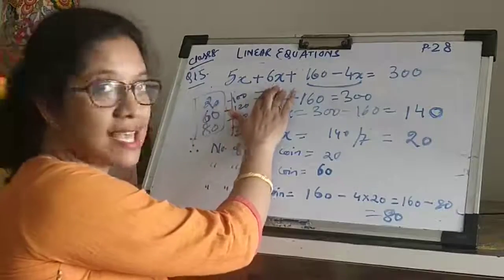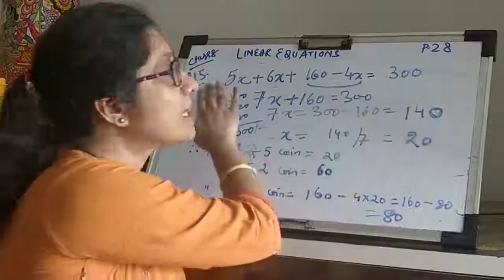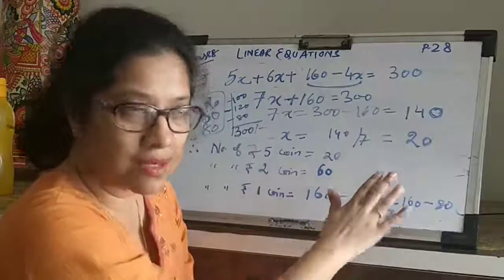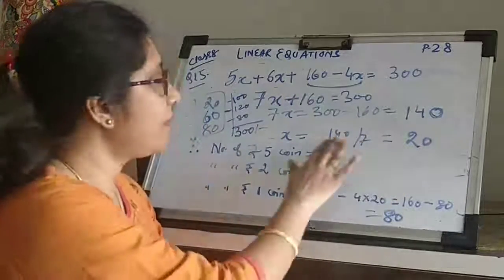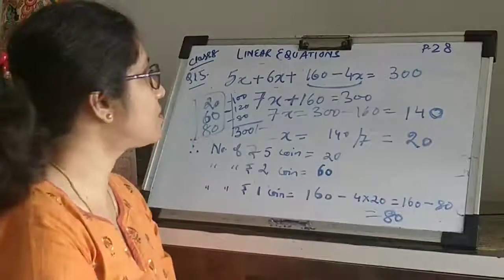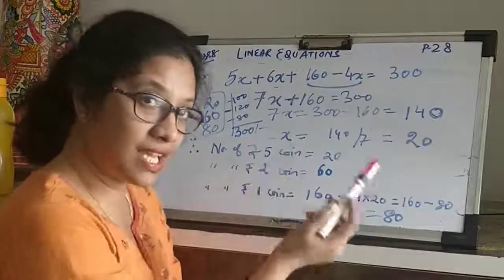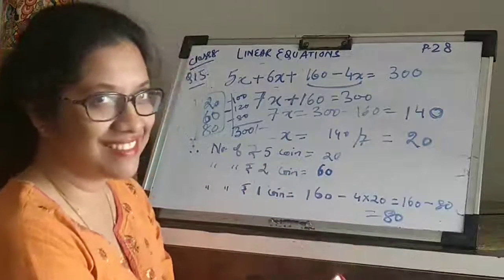Add all these values of money. 5x plus 6x plus 160 minus 4x gives you rupees 300. You get a simple linear equation in one variable. Solve it. Get the value of x. Once you get the value of x, you can pretty well solve for the number of coins you have for rupees 5, rupees 2 and rupees 1. Okay.